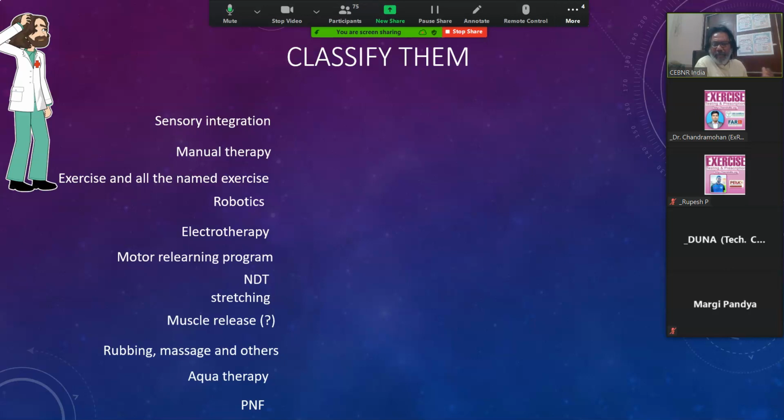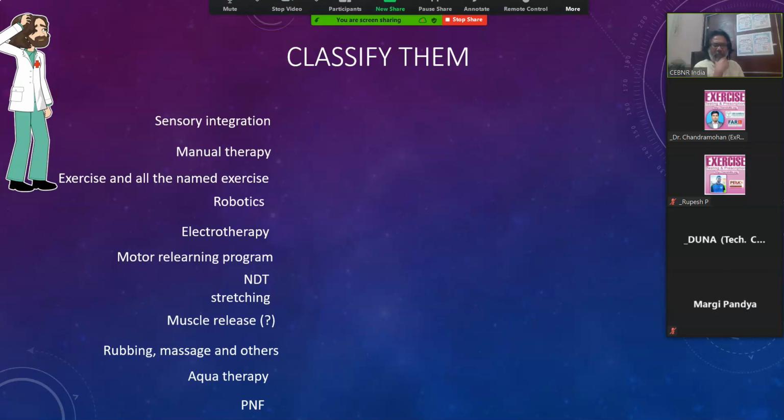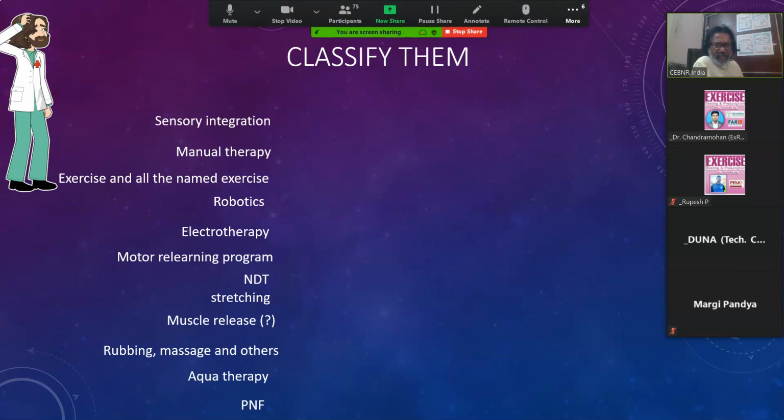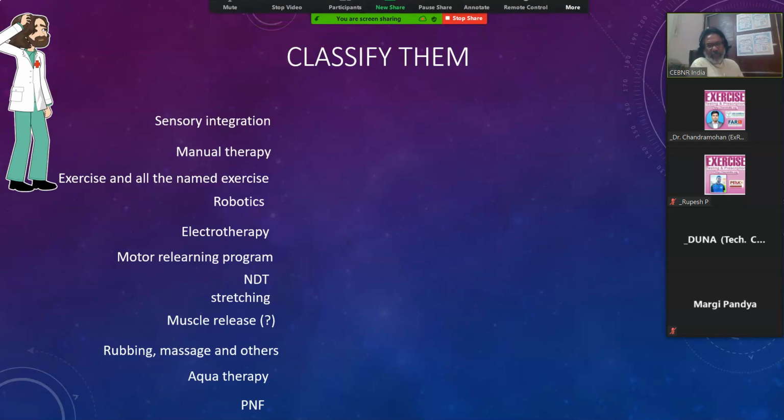If you see the list, this is the common talk I give. You can classify all these things into 2 types. It's fairly simple to do them into 2, even though a lot of people say this and that. Whole of medicine as such we can differentiate into 2, but in physiotherapy it's fairly simple.